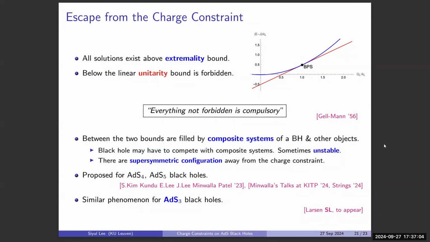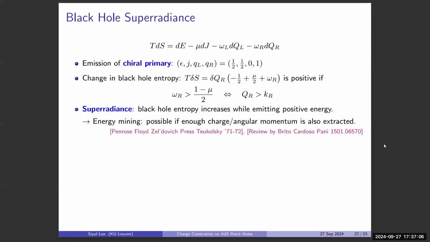Now, what I will do is to address this scenario for very simple AdS3 black holes, where there is a very simple charge constraint and only 3 charges. So given any AdS3 black hole that I have introduced in the earlier part of my talk, suppose that the black hole emits a chiral primary with these quantum numbers. That will change the charge of the black hole.